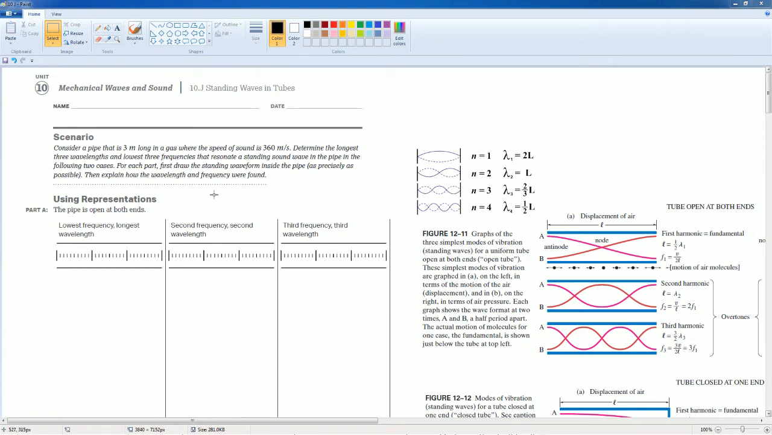Welcome to the AP Physics Workbook tutorial. This is on Unit 10, Mechanical Waves and Sound. The section is 10.J, Standing Waves in a Tube.